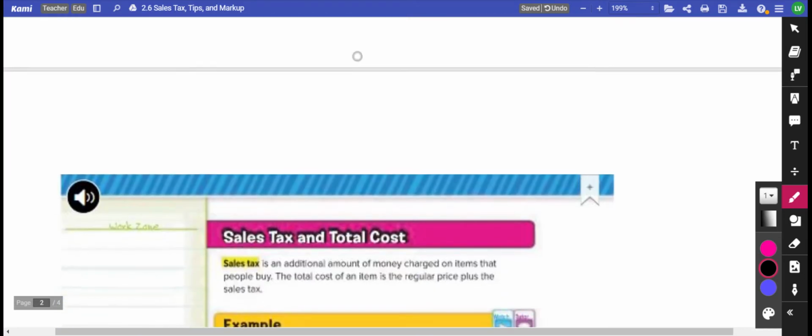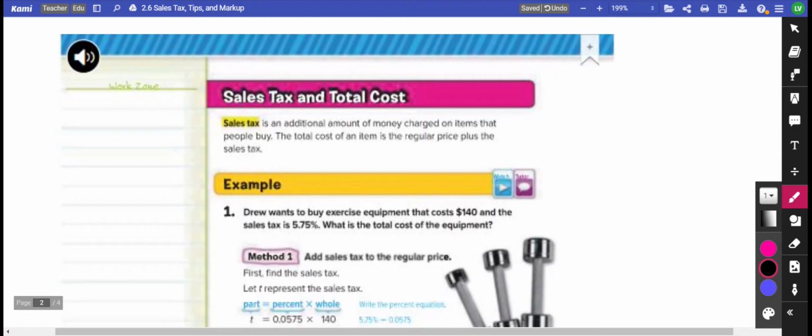Continuing. Sales tax and total cost. Sales tax is an additional amount of money charged on items that people buy. The total cost of an item is the regular price plus the sales tax.